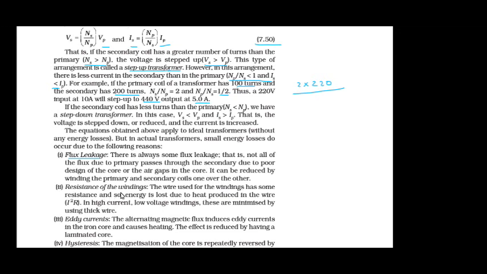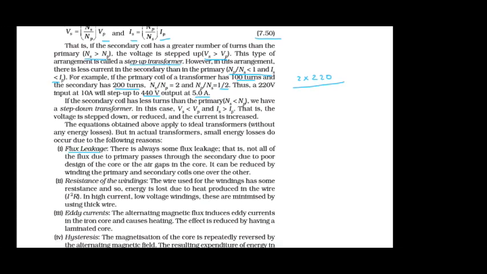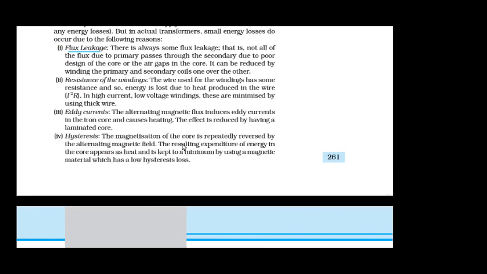Second, resistance of the winding. The wire used in the winding has some resistance, and so there is energy loss due to heat produced in the wire, I square R. In high current, low voltage windings, these losses are large. They are minimized by using thick wires. Next is eddy current. The alternating magnetic flux induces eddy currents in the iron core and causes heating. The effect is reduced by having a laminated core.